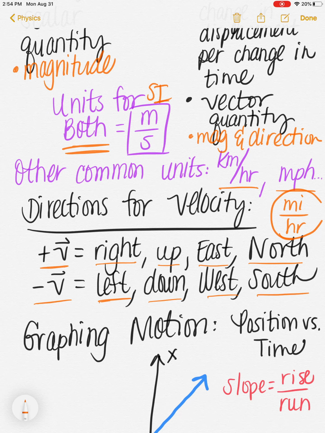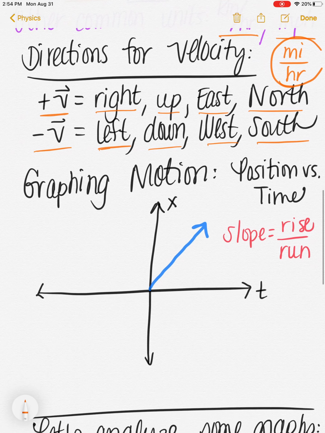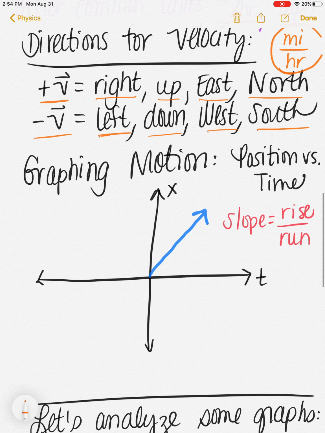Negative velocity is generally to the left, down, west, or south, although you need to read carefully on each specific problem to decide what's happening. All right, so another way that we can diagram motion is by plotting graphs.